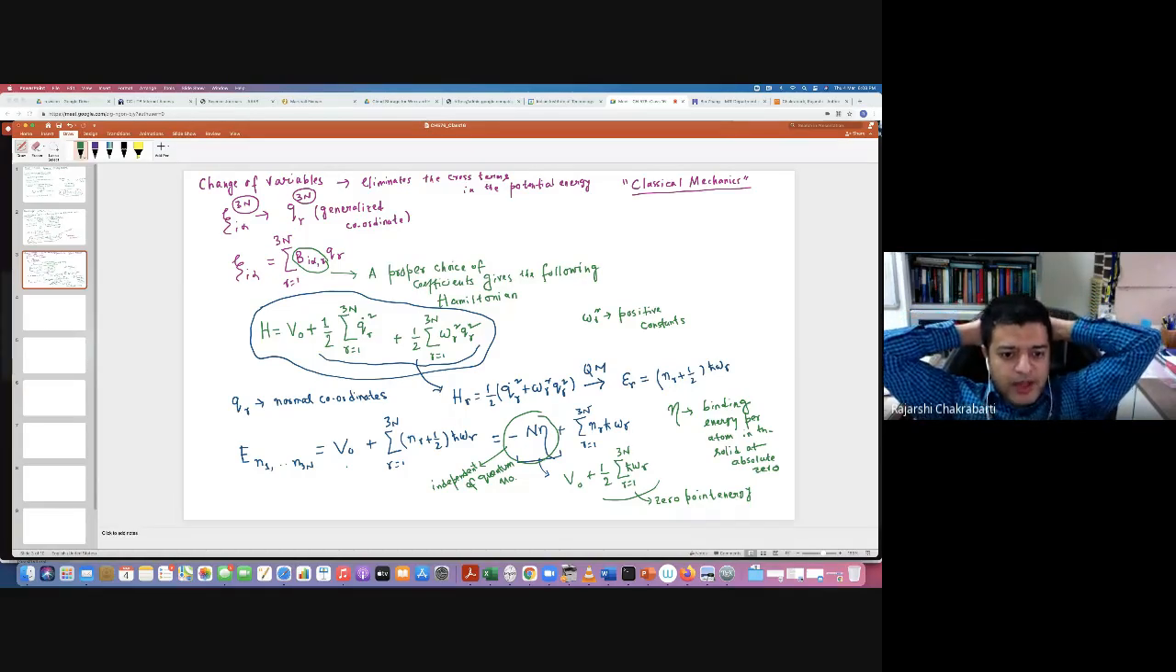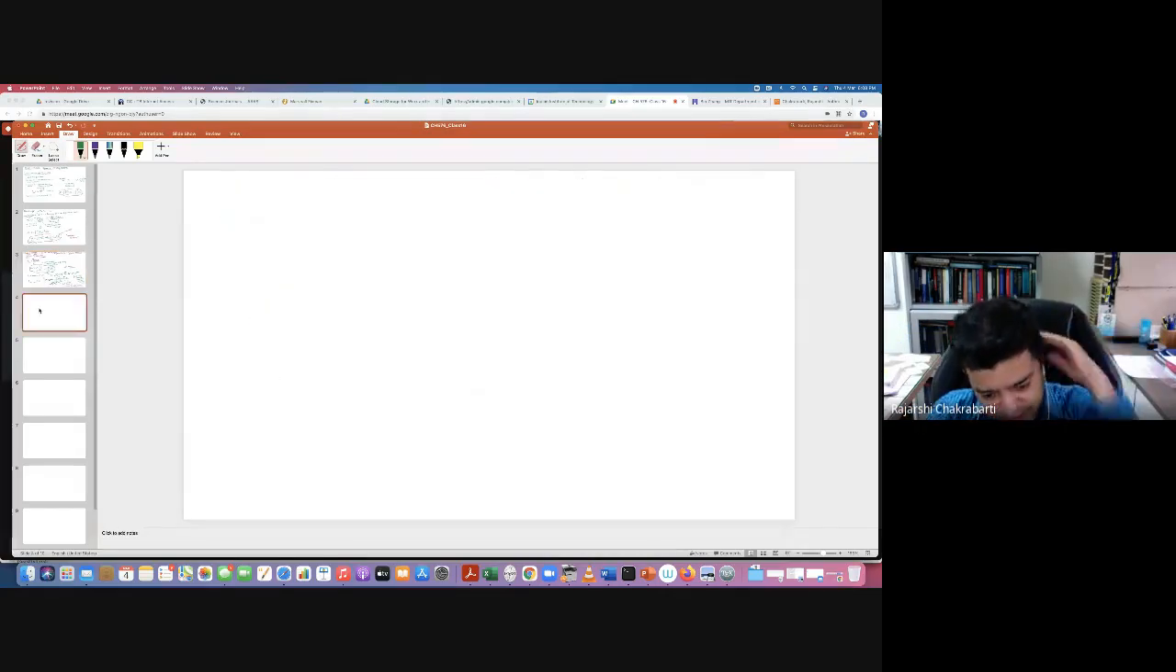Okay. So now I have the energy expression. If you have the energy expression, can you calculate the partition function? How do you calculate the partition function? Canonical partition function in this case. What is the expression? Tell me.